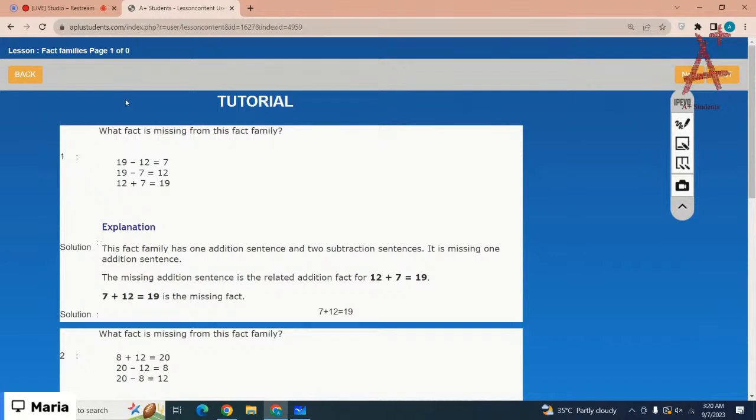So you can see the numbers are 19, 12 and 7. 19 minus 12 is 7 and 19 minus 7 is 12. And for addition, you are given just one: 12 plus 7 equals 19. That means you are missing the other fact for addition, right? For addition, you can just swap these two numbers. So it would be 7 plus 12 equals 19, right? You are given two of the subtractions. You are missing one of the facts for addition, right? Then you have to select the one with addition.